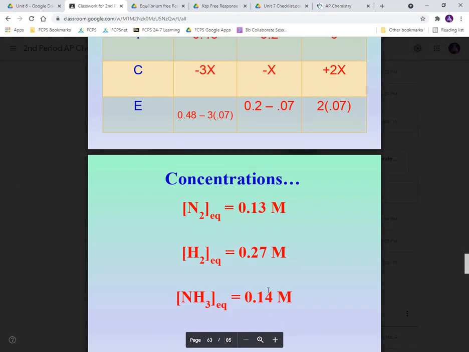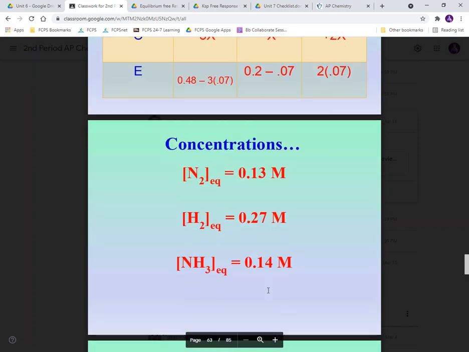So they can ask you to calculate K if they give you initial and at least one equilibrium concentration. Same thing for Kp: they could ask you to calculate Kp that way, where they give you the partial pressures initially and then one partial pressure at equilibrium, or the total pressure at equilibrium where you can find X. You can still calculate Kp that way.